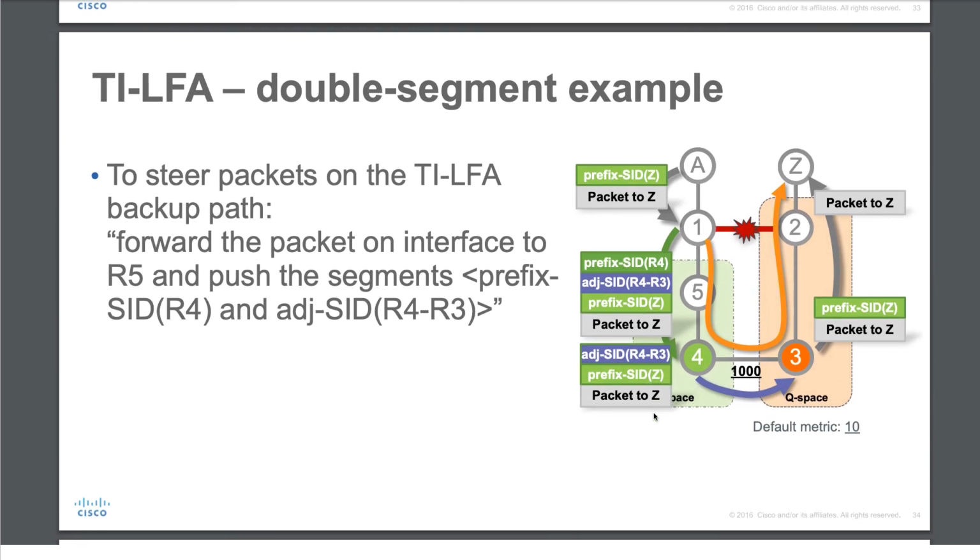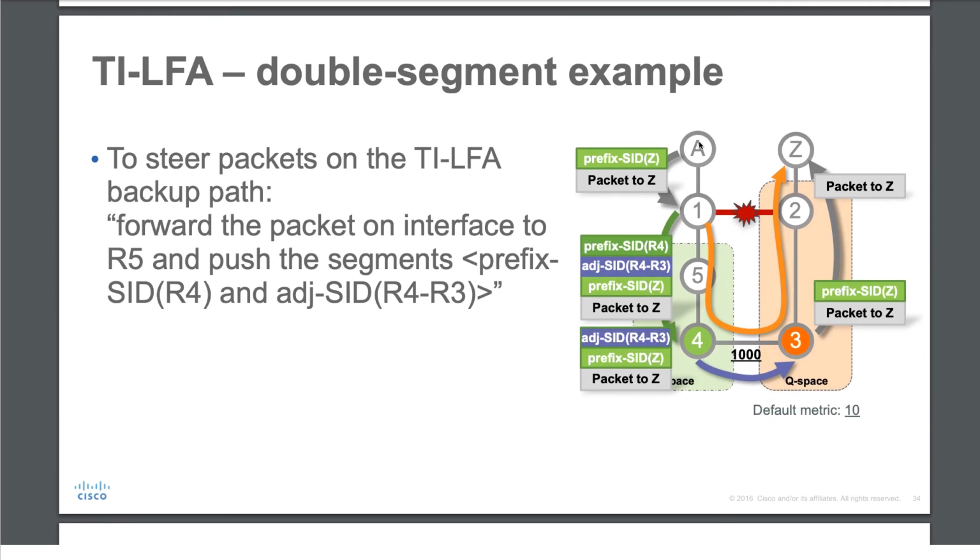So if you take a look at our label stack, when the traffic was sent from A, we are just making use of the prefix SID of our destination, and we are sending the traffic to 1. When the protected link failed between 1 and 2, now we are making use of 2 instructions or 2 labels. We are telling node 1, first you go to prefix SID number 4. That means go to node number 4.